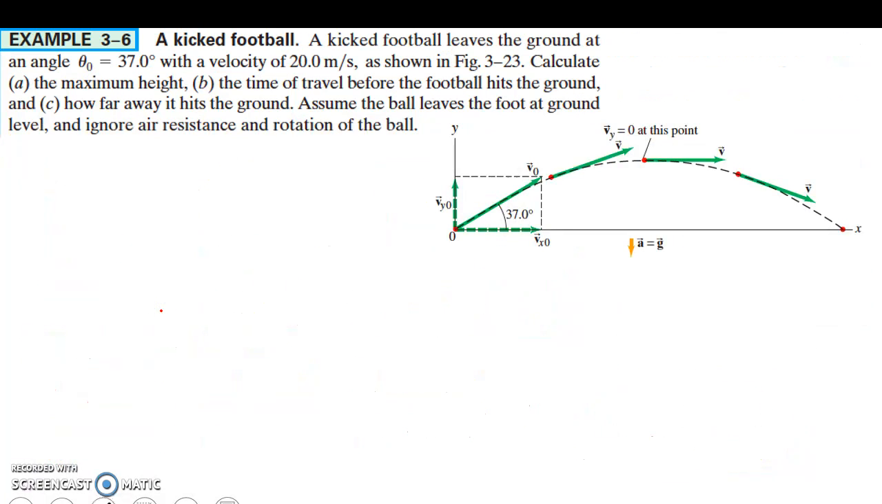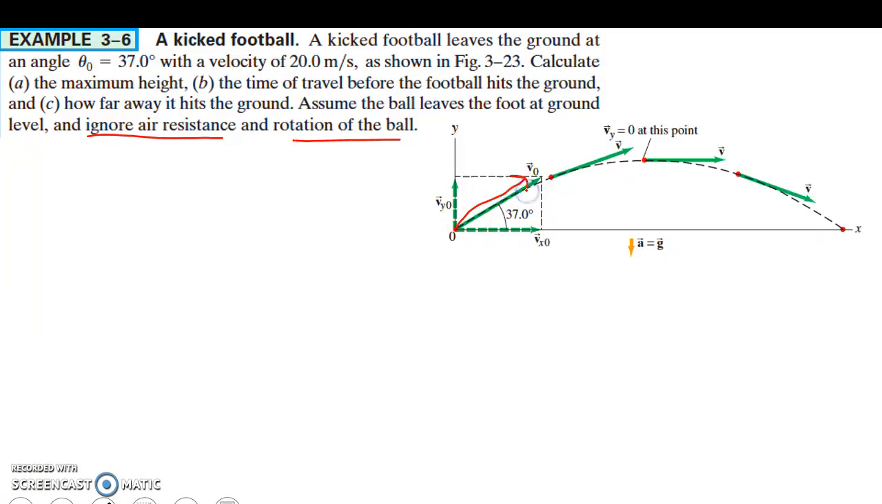Let's look at another one. A kicked football leaves the ground at an angle of 37 degrees with a velocity of 20 meters per second, as we see in this picture. Calculate the maximum height, time of travel, and how far away it hits the ground. Assume the ball leaves the foot at ground level, and ignore air resistance and rotation. So we're not getting anything fancy into this.